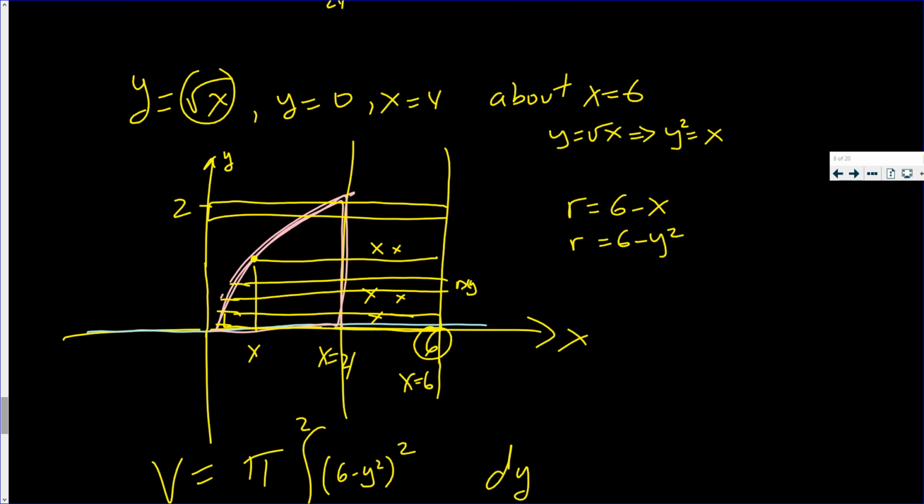But now we need to take away something. So right now, with 6 minus y squared, we're going to revolve all of this around the line x equals 6, which is good because we're going to get the volume that we want, but we don't want this volume. Now, there's a couple of ways of doing this. You can realize that it's always length 2. It's 6 minus 4. Every strip that we want to remove is of length 2. So this will be minus 2 squared.